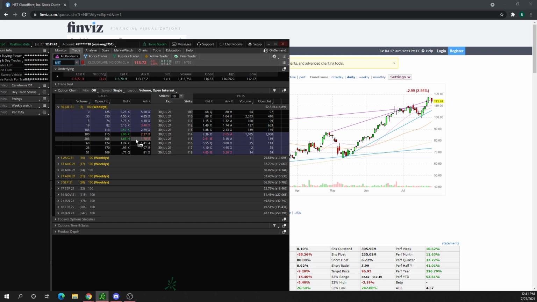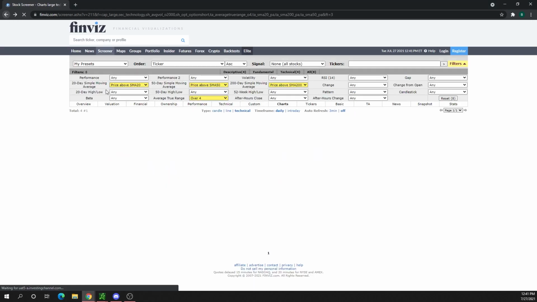So this is something that you could put on your watch list because NET moves at least $4 a day because of the average true range. It's breaking out above all-time highs, and it could potentially head even higher. So you could put NET on your daily watch list.